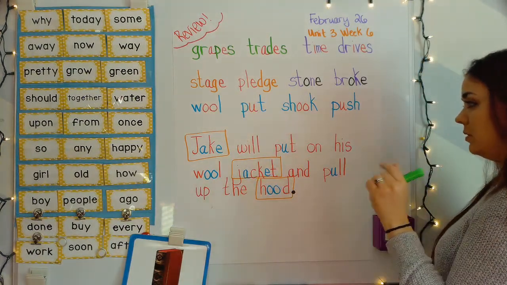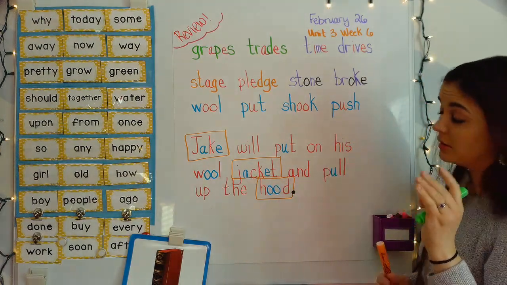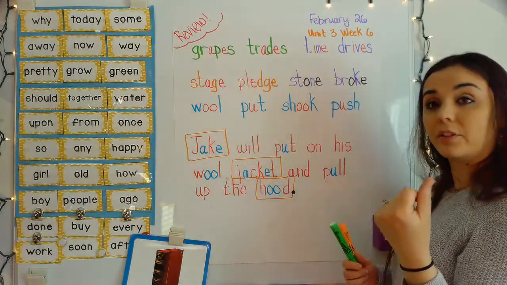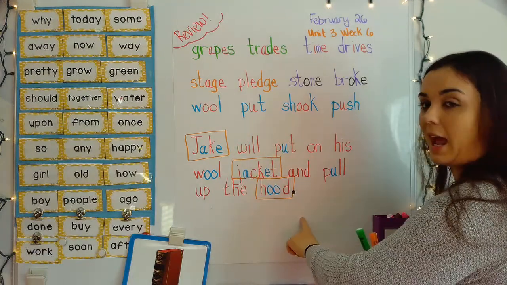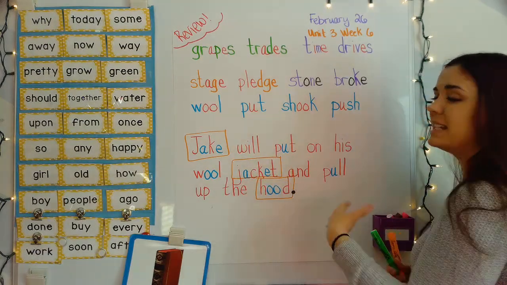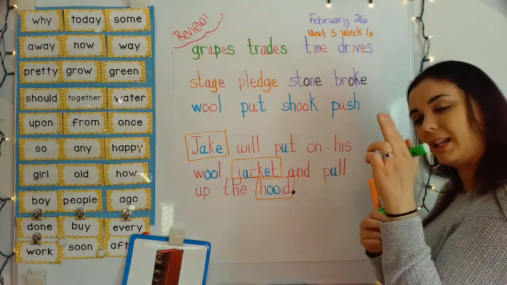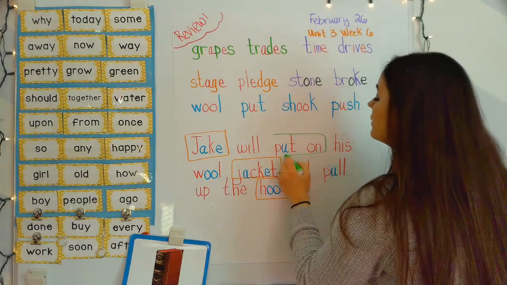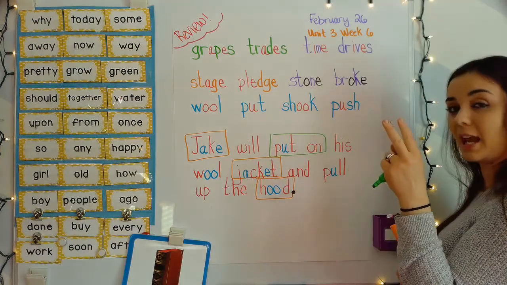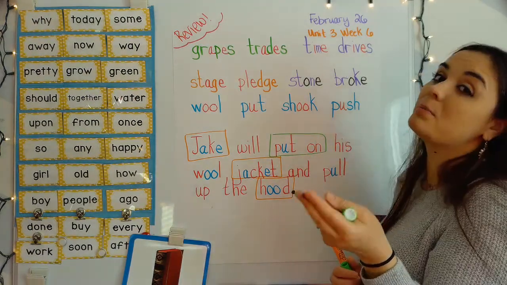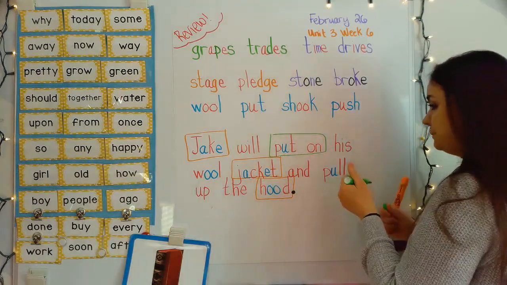So we have 4 verbs in our sentence. So remember, a verb tells what the noun is doing. So in this case, Jake is the one doing all the actions. The jacket's not doing anything. The hood is not doing anything. Jake will put on. So put and on in this case, that's kind of one verb. So put by itself is a verb, but when it's together like this, put on, that means that both of those work together to be the verb. Because that's what Jake is doing. He's putting on his jacket.